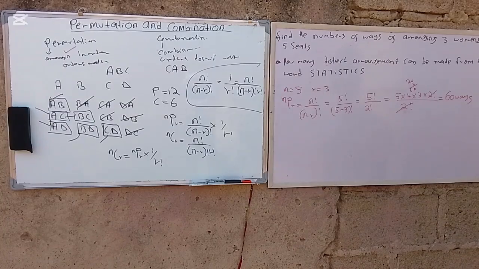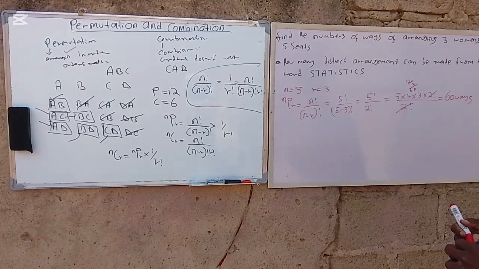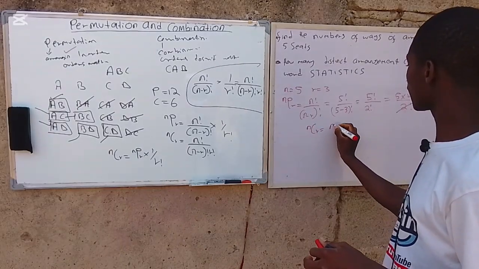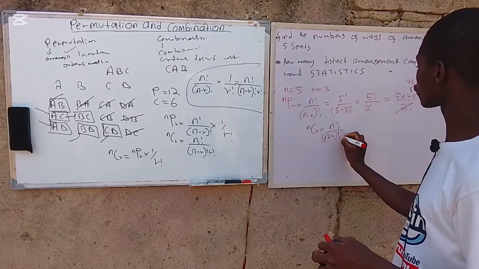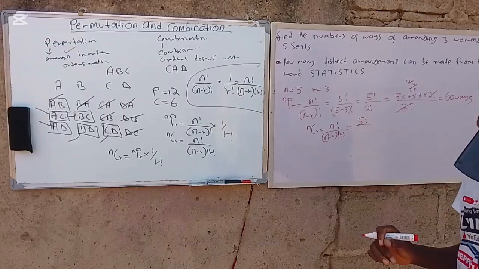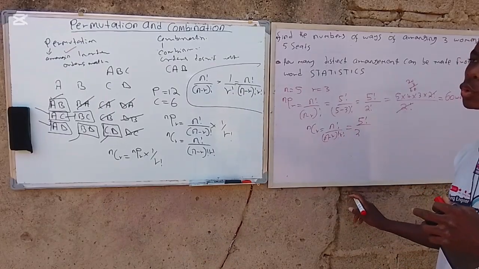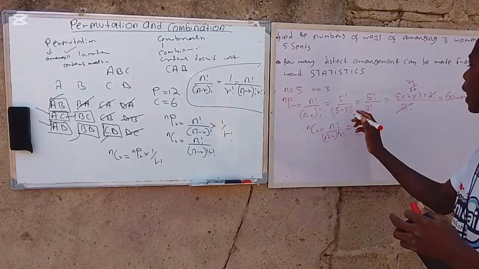60 ways. So the next question says that if you are referring to combination, nCr is n factorial over (n minus r) factorial times r factorial. So this is now 5 factorial divided by (5 minus 3), which is 2 factorial, and I have the value of r, which is 3 factorial.